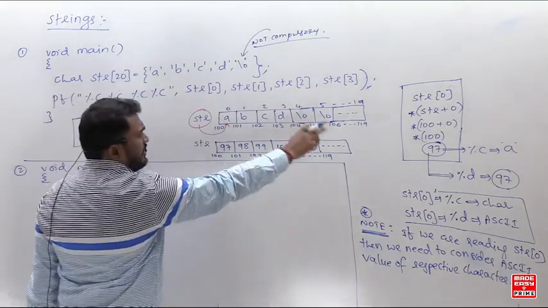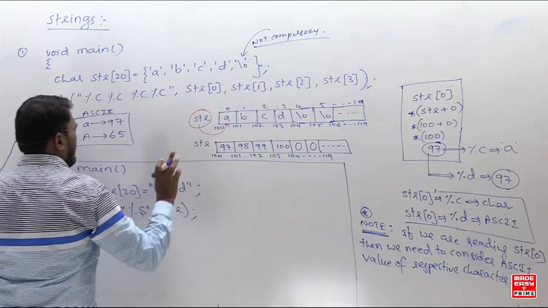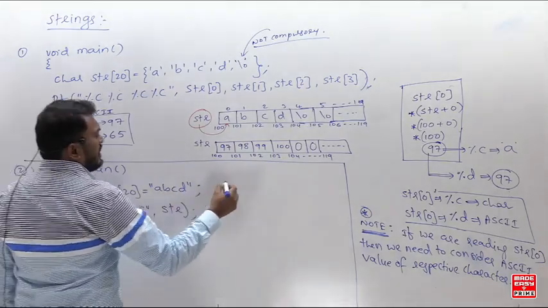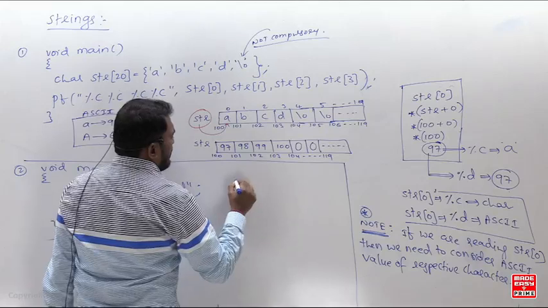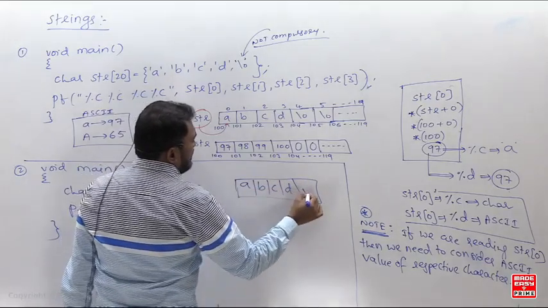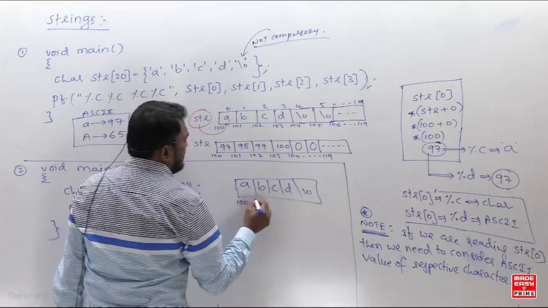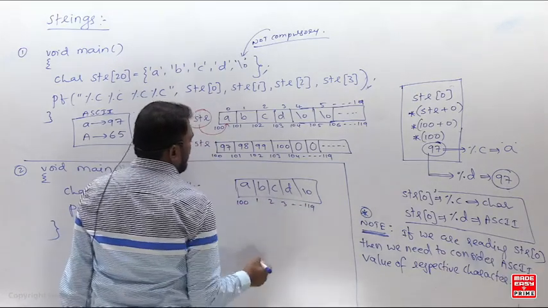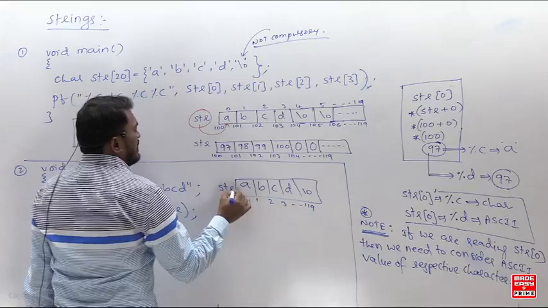So in the first example, I gave all these important points. Just remember that carefully. And the second example, str of 20. Look at here. Same thing. You are having A, B, C, D and the null character. The base address is also the same thing, 100, 101, 102, like this up to 119. So this is your str.